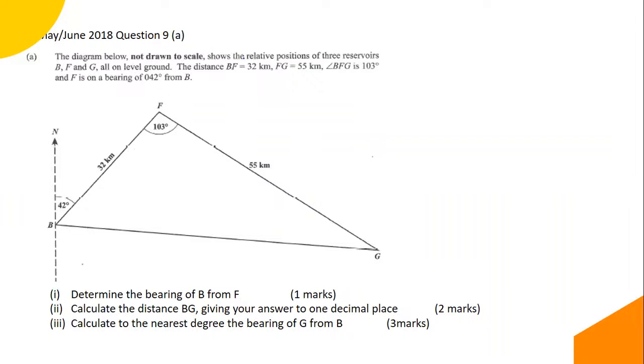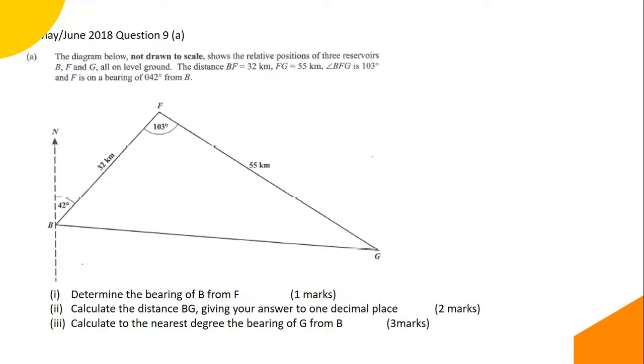The diagram below, drawn to scale, shows the relative positions of three reservoirs, B, F, and G, all on level ground. The distance BF is 32 centimeters. FG is 55. Angle BFG is 103, and F is on a bearing of 42 degrees from B. So they gave us everything. They just wrote it on top there for us to know.